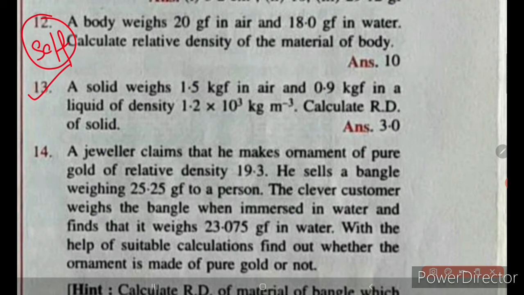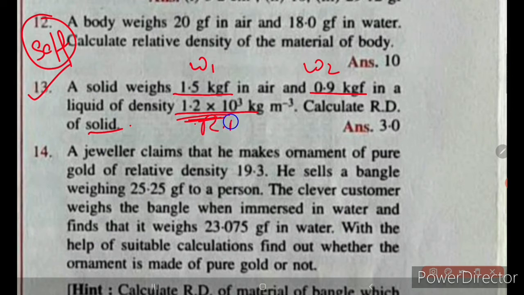A solid weighs 1.5 kgf in air and 0.9 kgf in a liquid of density 1.2 into 10 to the power 3 kilogram per meter cube. So we are supposed to find the relative density of the solid. So here I think W1 is given, and the water is not mentioned. So I can use this as W2, and this is the density, relative density. From here we can calculate the relative density and thus find the relative density of the solid.